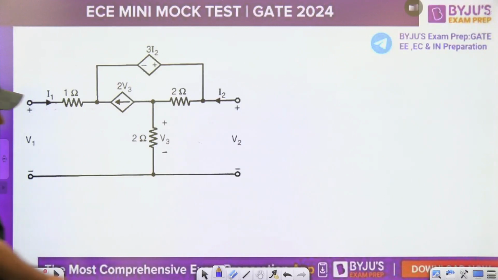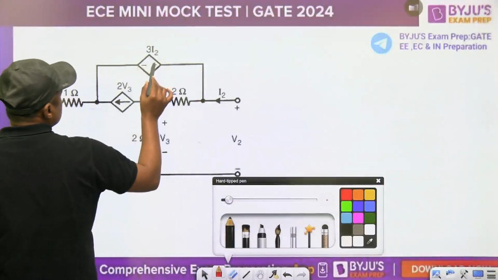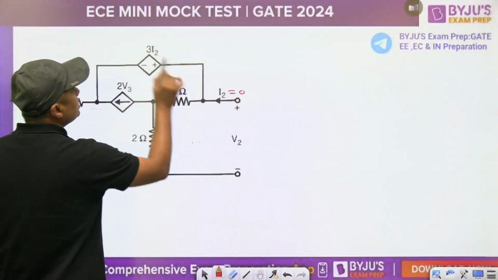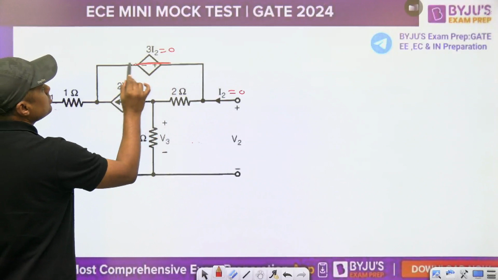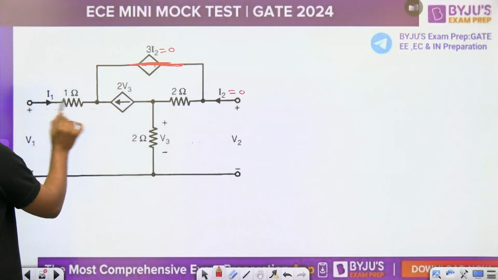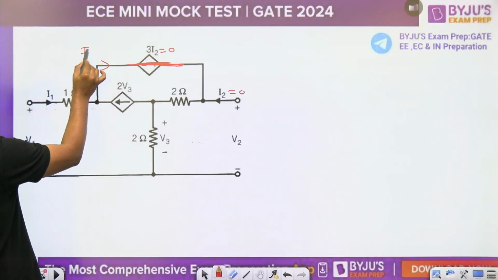Then this is I1. This is I2, which is 0. When we are making I2 0, this will become 0, meaning this is the short circuit. The voltage source will become short circuit. Then what is the current at this node? I1. What is the current at this node? 2V3. What is the current here? I1 plus 2V3.